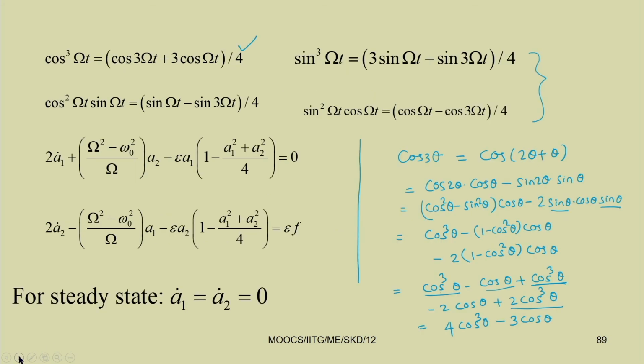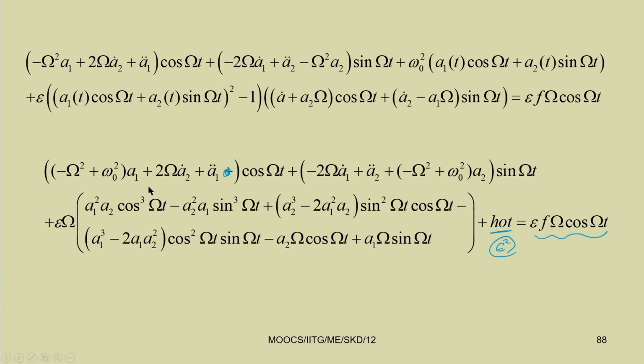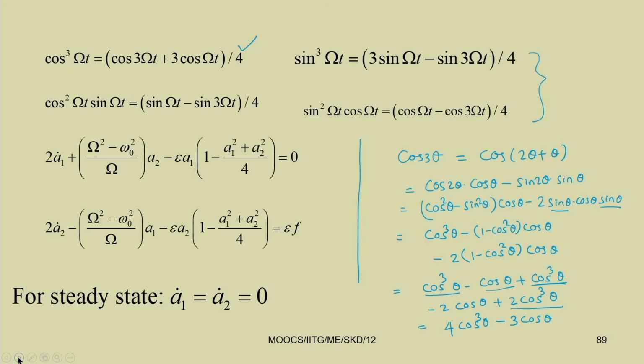So one can obtain this 2a dot. You can see 2a dot, we can have this equation a2 dot here, so a2 omega a1 dot here. Collecting these terms, easily you can find 2a1 dot plus (omega square minus omega 0 square by omega) into a2 minus epsilon a1 (1 minus (a1 square plus a2 square) by 4) equal to 0.